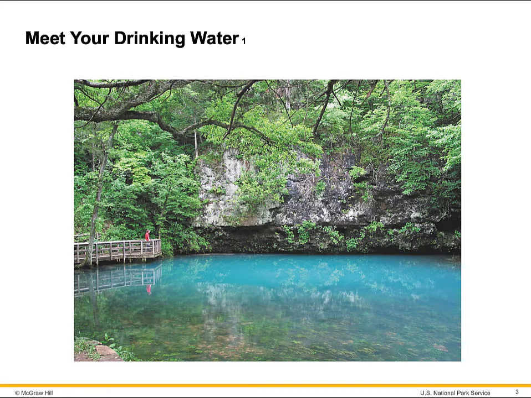Meet your drinking water. Only 3.5% of Earth's water is fresh water. Most of the water is locked up in the ice sheets of Antarctica and Greenland. Most of the remaining fresh water is in the rocks and sediment below Earth's surface, called groundwater. Groundwater is a primary source of water for agriculture, industry, and municipalities.